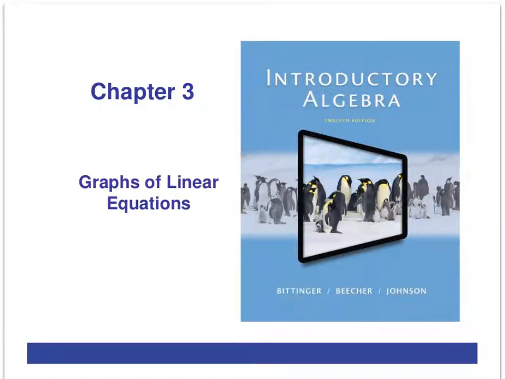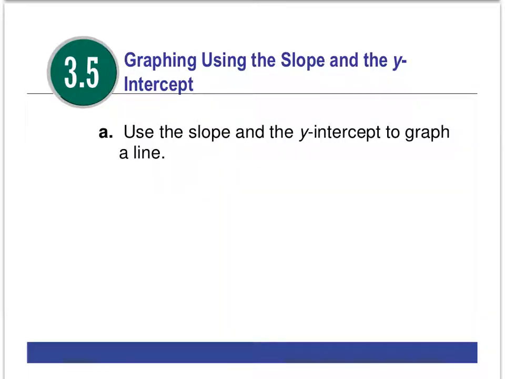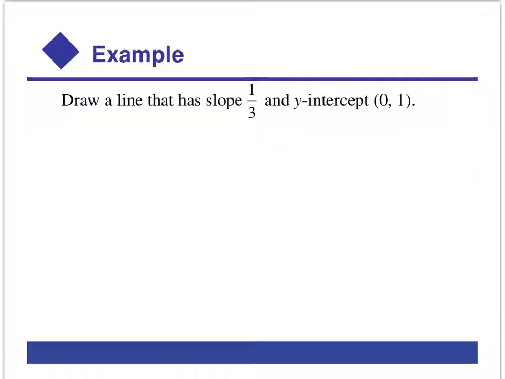We're going to continue with the graphs of linear equations. You can use slope and the y-intercept to graph a line. We're given the y-intercept of (0, 1) and we're going to draw a line that has a slope of 1/3.